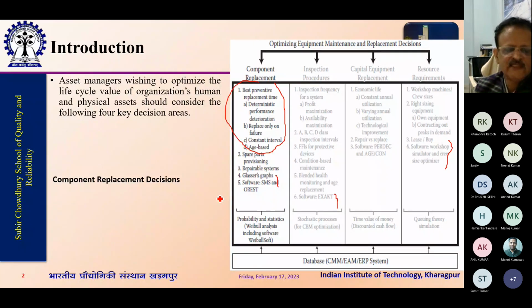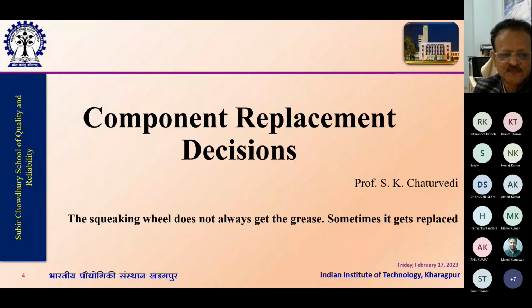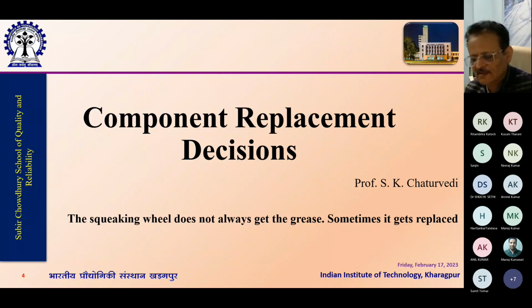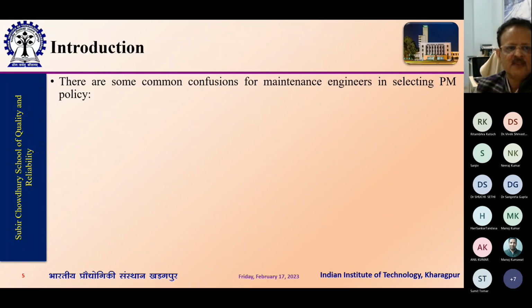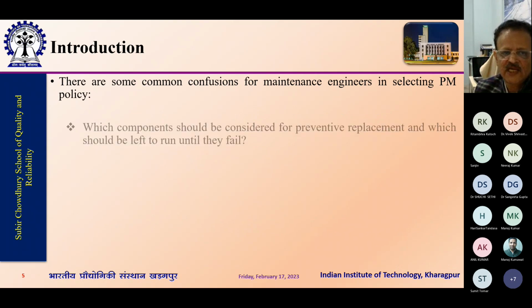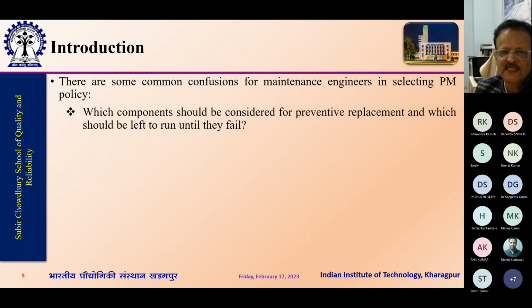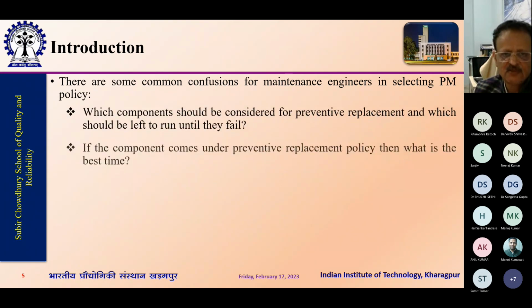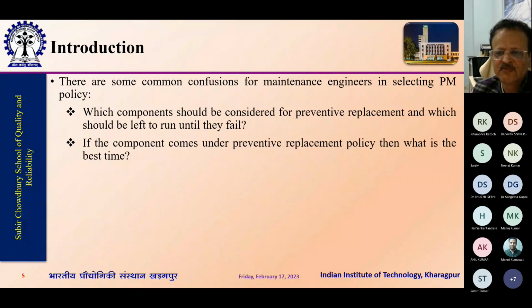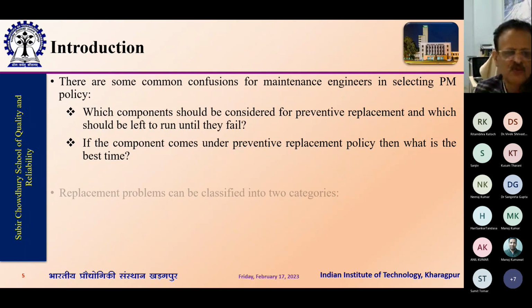The component replacement decisions are covered in this area. The squeaking wheel does not always get the grease. The time comes when it needs a replacement. The common confusion I have already covered in my last lecture. So the component comes under a preventive replacement policy. Then what is the best time? We will see how to model that.